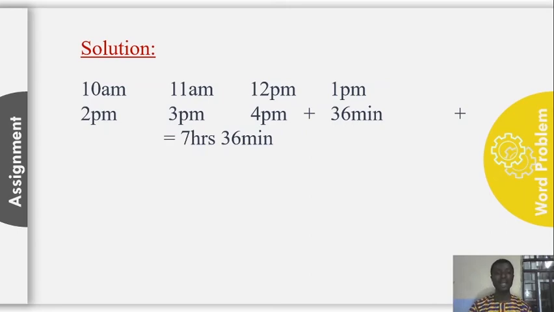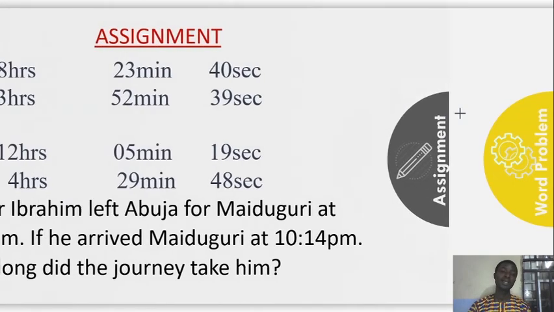So let's count. 10 a.m., 1; 11 a.m., 2; 12 p.m., 3; 1 p.m., 4; 2 p.m., 5; 3 p.m., 6; 4 p.m., 7. Now, 7 hours. How many minutes do we have left for us to get to 4:36 p.m.? We have 36 minutes. So 36 minutes added to 7 hours will give you 7 hours, 36 minutes. So mother spent 7 hours, 36 minutes away from home. I hope it's understood.